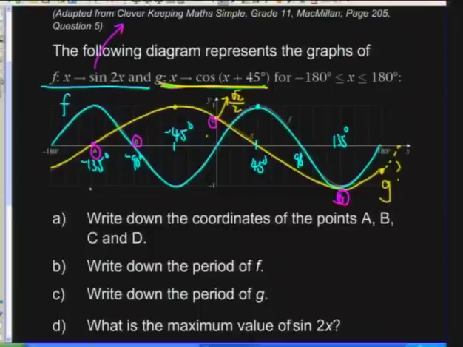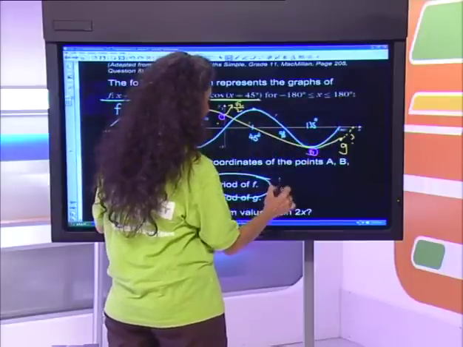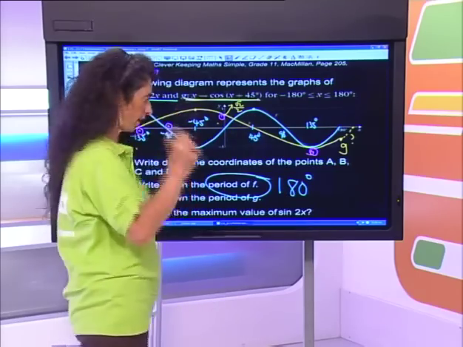What is the period of f? What is the period of the blue graph? So how many degrees does it take to get the function f? Well, how many degrees does it take? It starts repeating itself after that. So that's 180 degrees. Period is not a set. Period is one number, one value.